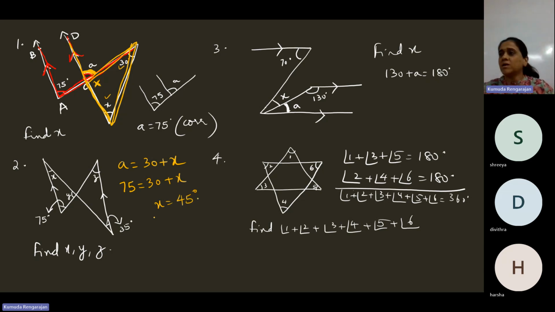You can do it like this. Maybe you have found this angle using linear pair and then you have used angle sum property. Have you done that? Maybe, yeah. You can also find this angle by linear pair, and then use angle sum property in a triangle to find X. Both are fine. X is 45 degrees, right? All right. Okay.